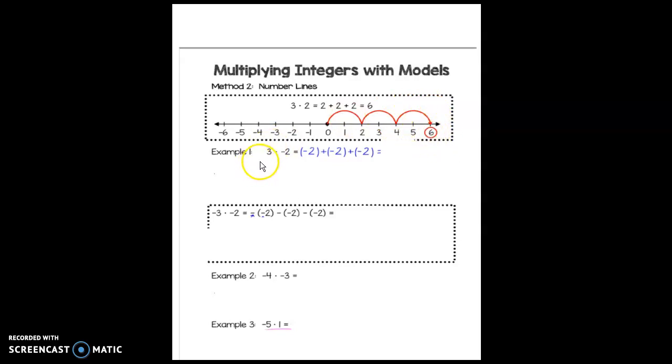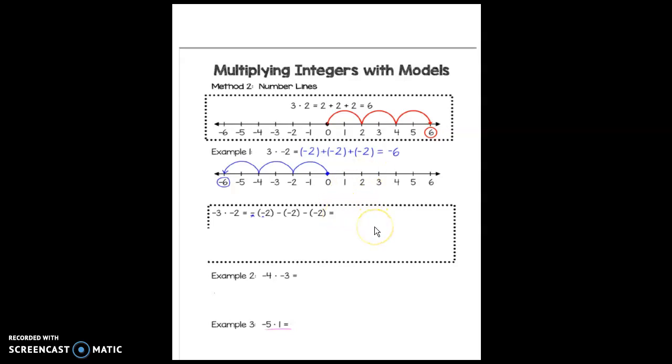Let's look at this example. 3 times negative 2. That means we have 3 groups of negative 2. So that's negative 2 plus negative 2 plus negative 2. We can show that by jumping every 2 to the left on the number line 3 times. So we're jumping to negative 2, then negative 4, then negative 6. So our answer must be negative 6.